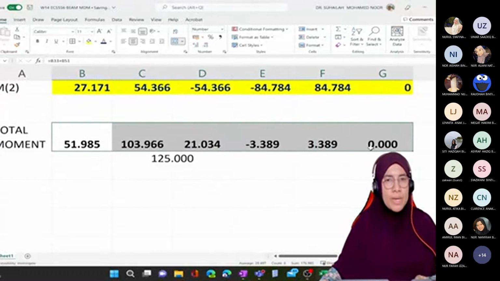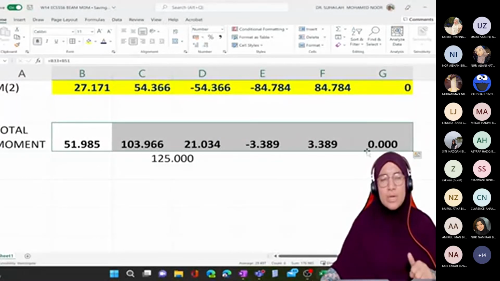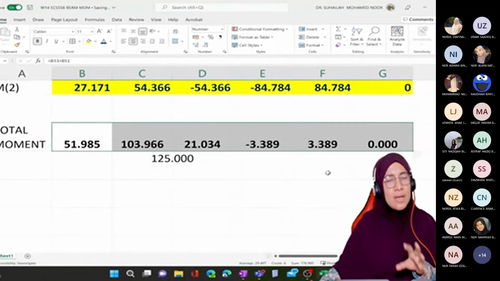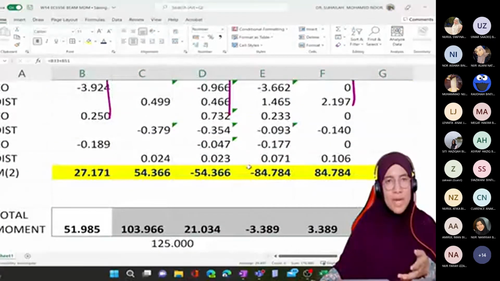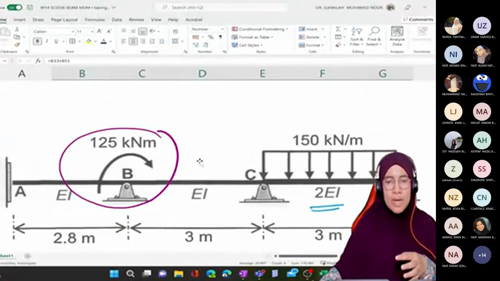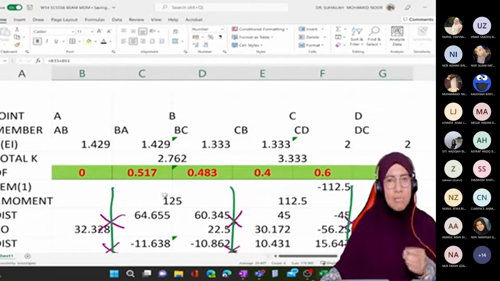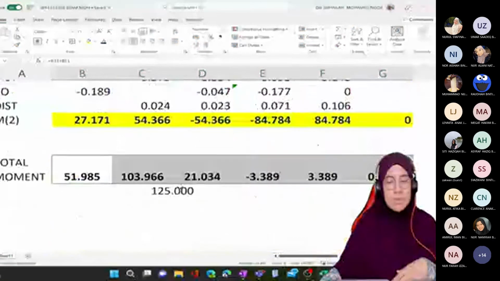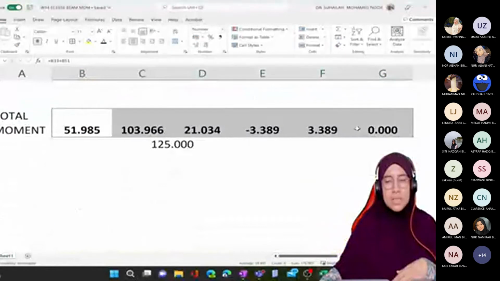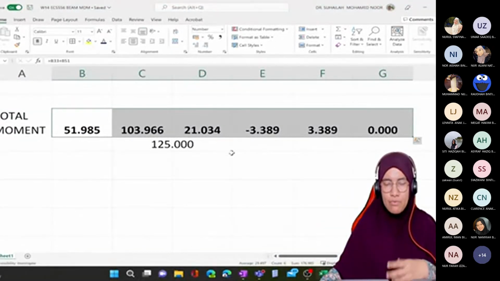Okay, so this is the moment considering both external loading and support settlement at C. It is a bit special because there is joint moment. If there is no joint moment, it is quite straightforward. But if we have joint moment like this, you have to consider the joint moment as the first moment distribution in the table. Okay, so this is the member end moment for this beam.